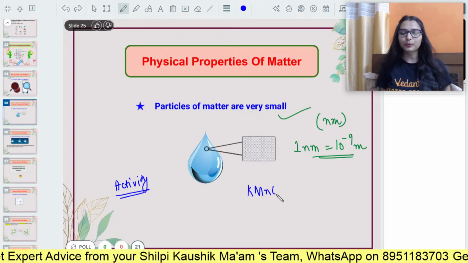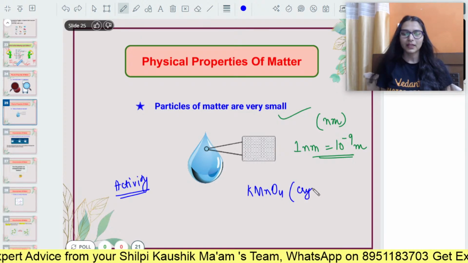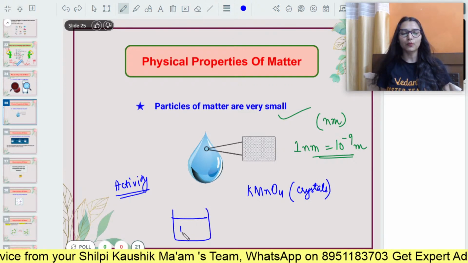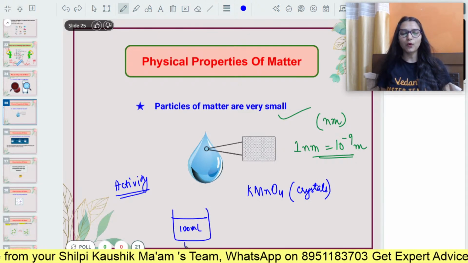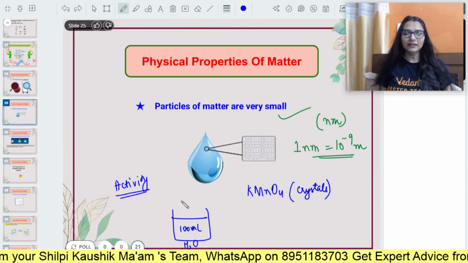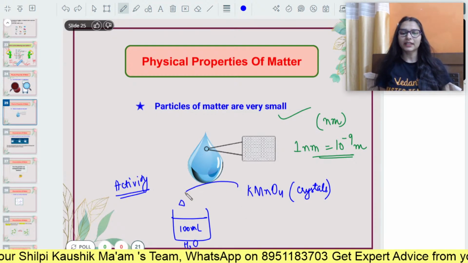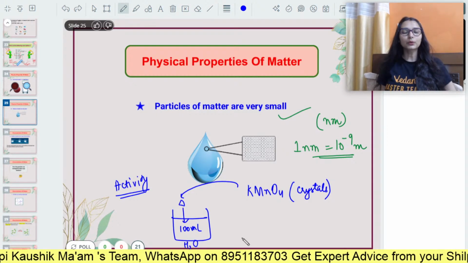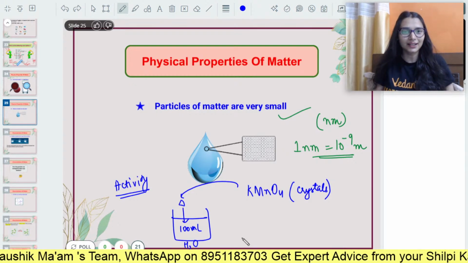Take a potassium permanganate crystal. They are purple colored crystals. Then take 100 ml of water, and add just one crystal of KMnO4. The water will become purple in color.